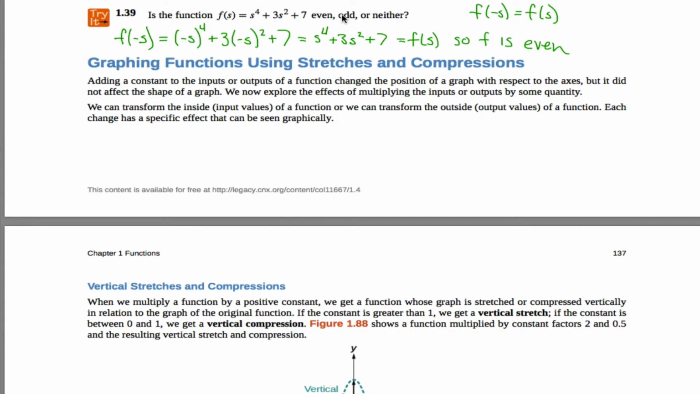What about odd? Could it be even and odd? Yes, but not very likely. Only very trivial examples where that happens. But I don't think it's a good idea to just have that memorized. Instead, let's go through and actually test it.